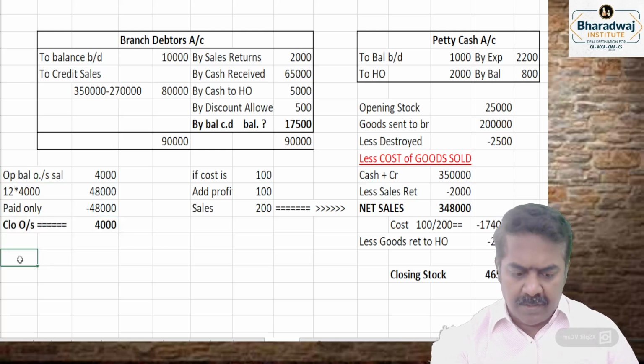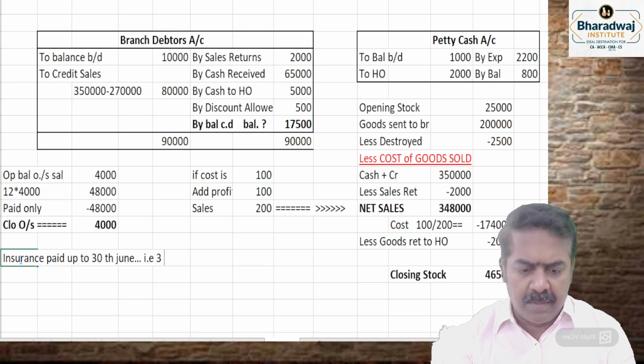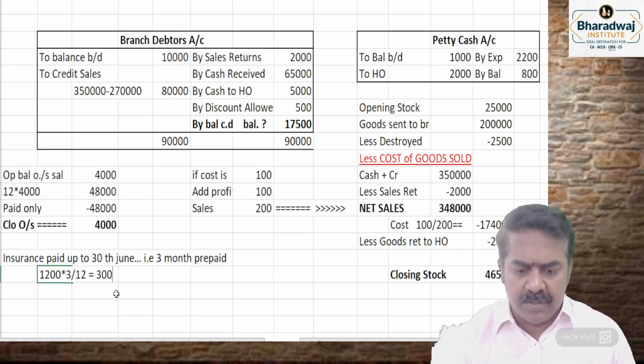Next, insurance paid up to what date? 30th June. That is 3 months prepaid. So how much prepaid? 1,200 into 3 by 12. How much? 300 prepaid insurance.